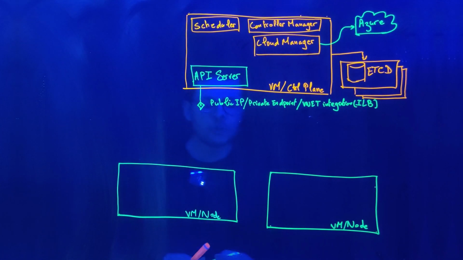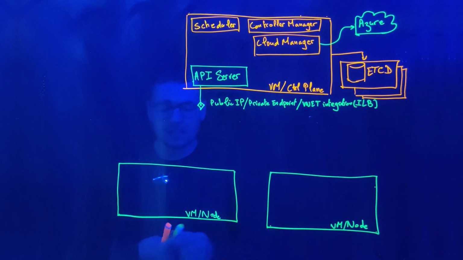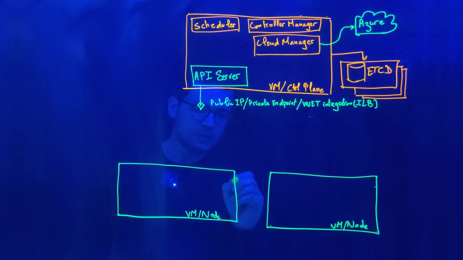And those nodes will be part of a VMSS in Azure. The virtual machine scale set is a group of virtual machines. That could be one or many.